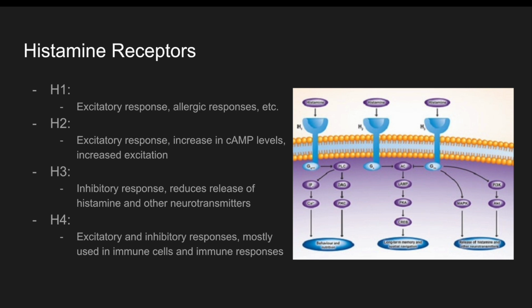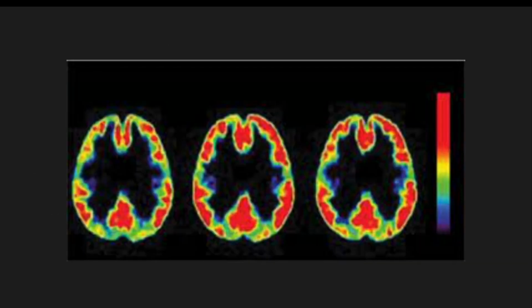On the next slide here, you can see brain images measured by PET measuring histamine H1 receptor occupancy after oral administration of a non-sedating antihistamine called levocetirizine, and you can see a lot of activation of the brain in these scans due to this binding. That's all it's showing.